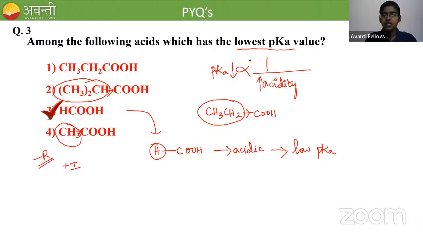So pKa is inversely proportional to acidity here, and the electron releasing groups such as alkyl groups will decrease the acidity. And in option 3, we are not having the alkyl group, that is, the electron donating group. So that compound remains more acidic in nature since its pKa value will be very low, as it doesn't have electron donating groups attached to it. Got it? So you can write like this: electron donating groups decrease the acidity.